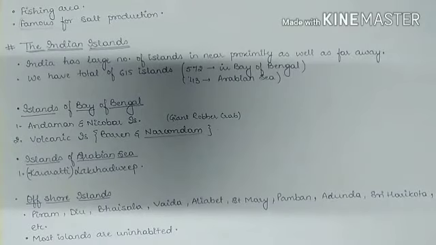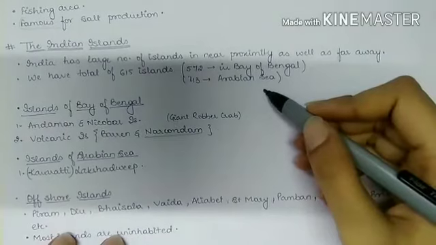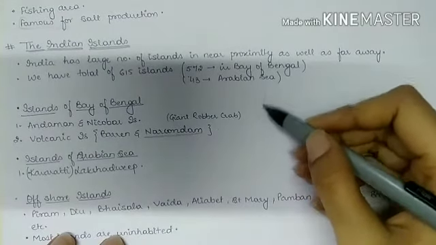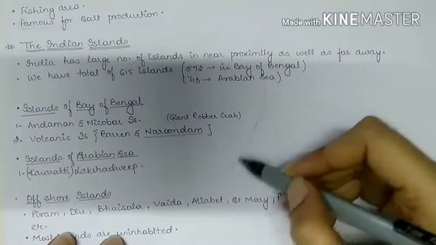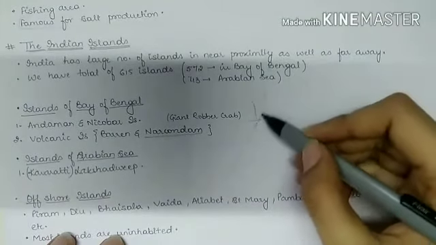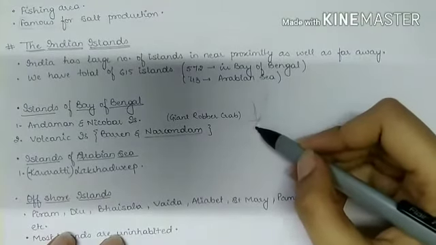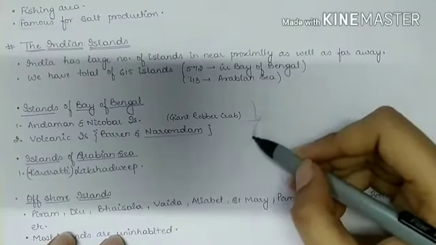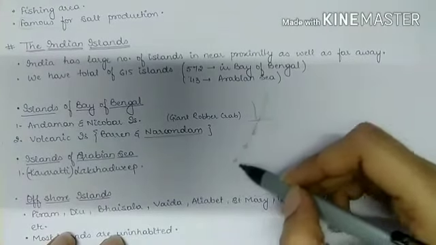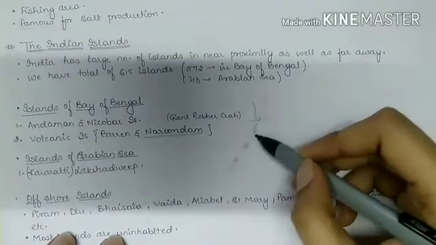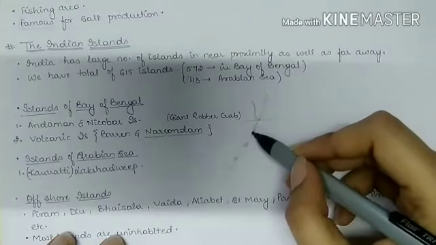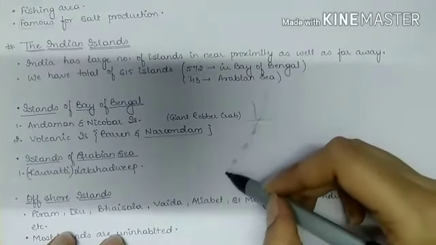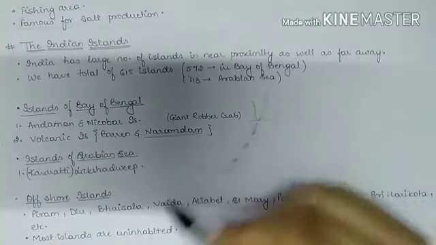The Andaman Islands have been formed by the extension of the tertiary mountain chains of the Arakan Yoma. So the Arakan Yoma mountains stretch into the sea. These are the Arakan mountains on the mainland, and their remains are elevated in the sea. So the top parts of this Arakan extension are these islands.